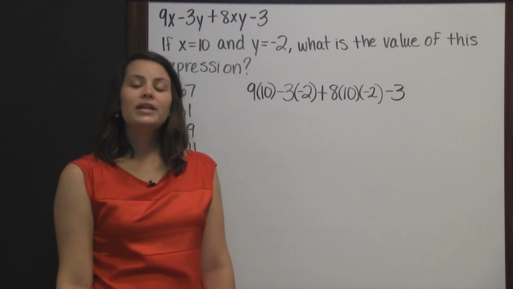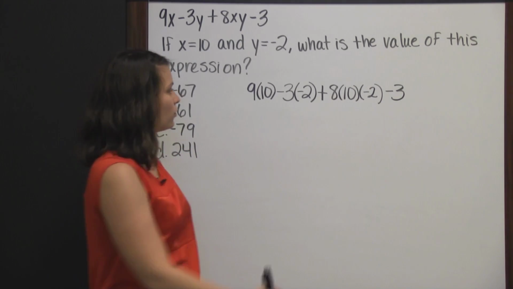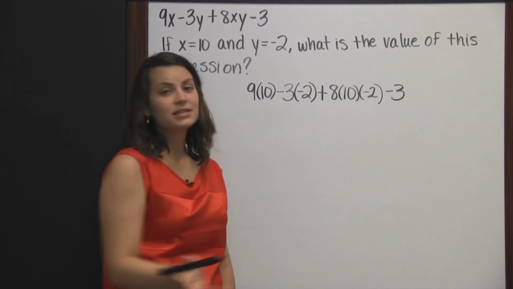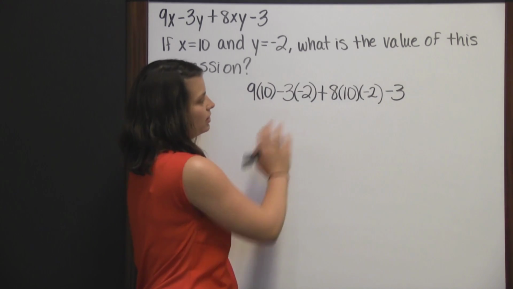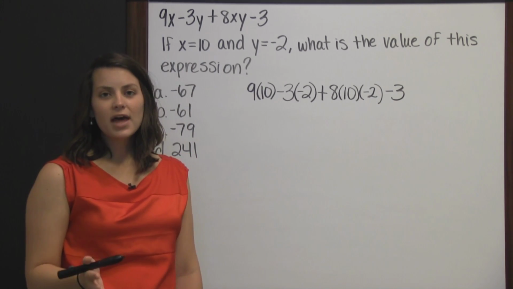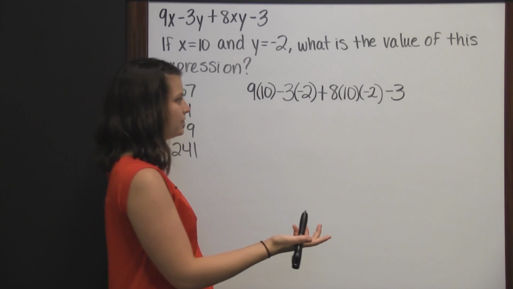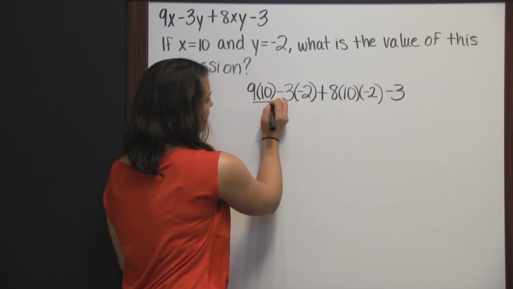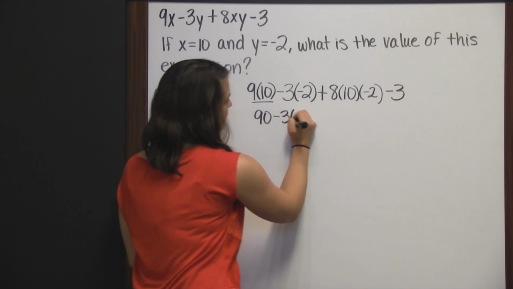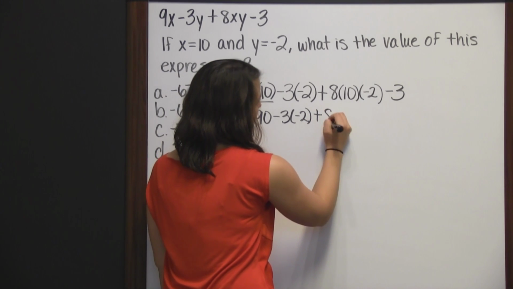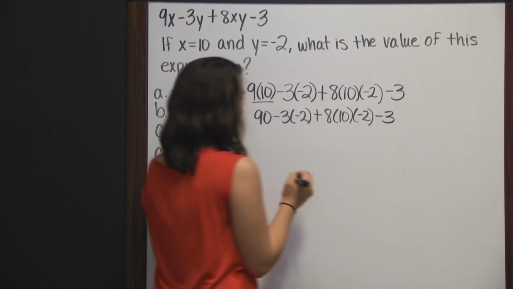Now we need to follow our order of operations. First would be grouping symbols, but in this case there aren't any. Next would be exponents, and again we don't have any. So after that is multiplication and division, working from left to right. Starting at the left, we have 9 times 10, which is 90, minus 3 times negative 2, plus 8 times 10 times negative 2, minus 3.